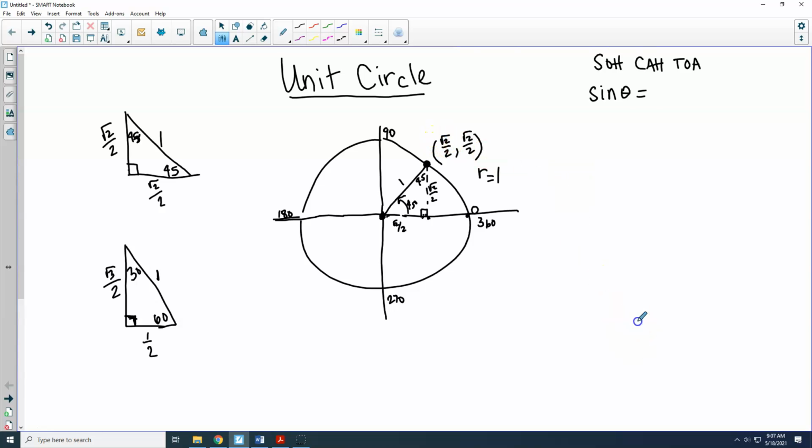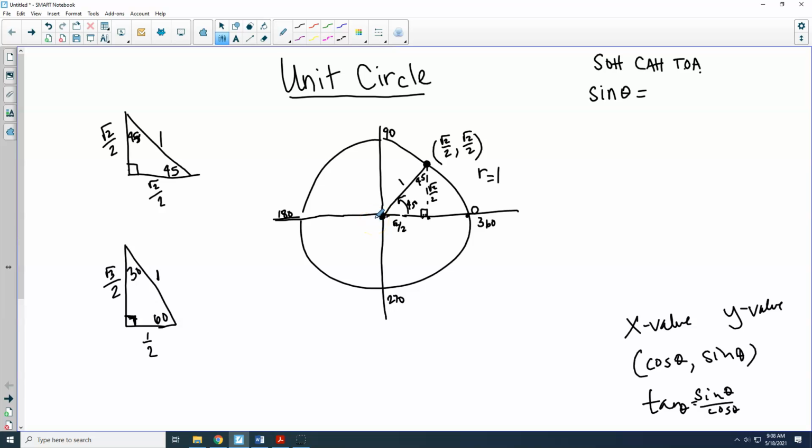So the x value is cosine of the angle, and the y value is sine of the angle. Now the tangent, because it's opposite over adjacent, it would be like taking sine over cosine. Okay, so we're going to use these in a minute to actually use this unit circle.